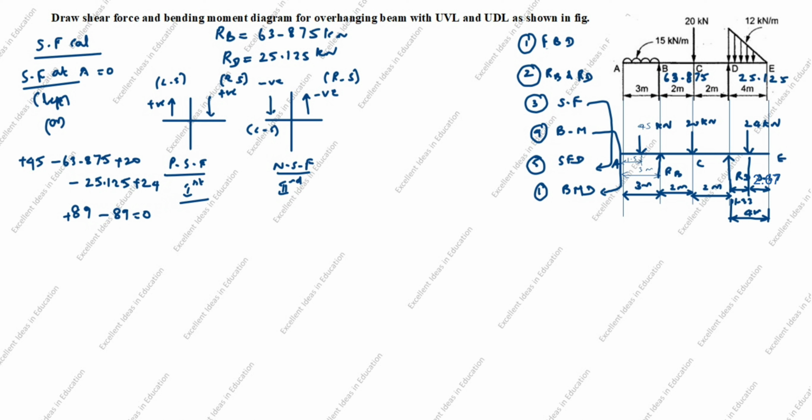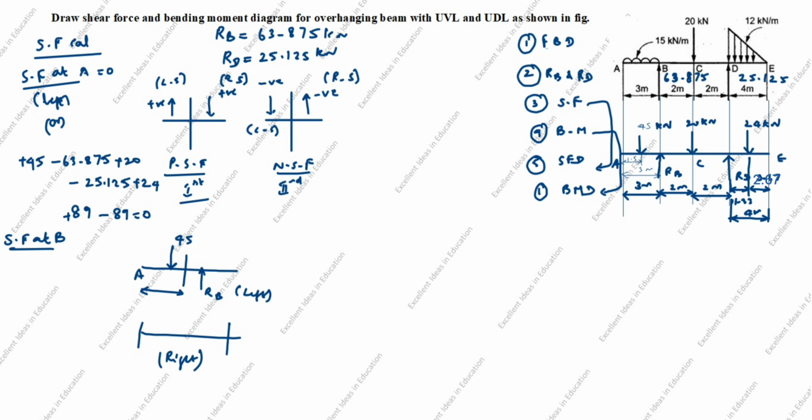Next, shear force at B. In this we will calculate left and right side. This is A. Here is the point load. Here is RB. This is 45. First we will take left. B left is up to here. Right means from here to here, we will take it as right. This is right side. This is left side.